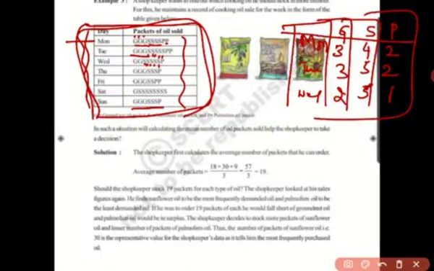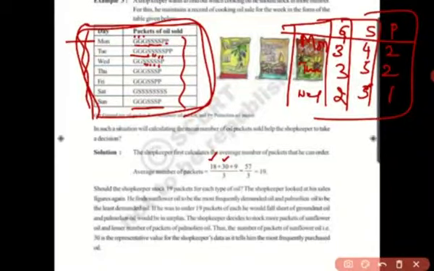Now what is the need for the shopkeeper to maintain this? He wants to know which oil is getting sold the greatest number of times. Now if, instead of the mode, I think of using some other representative value like the mean, the average, and I take the totals, suppose groundnut is 18 sold, and sunflower oil is 30 sold.